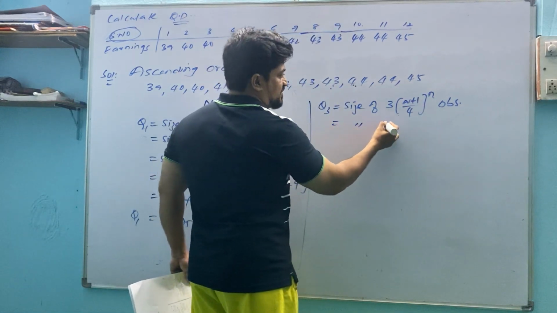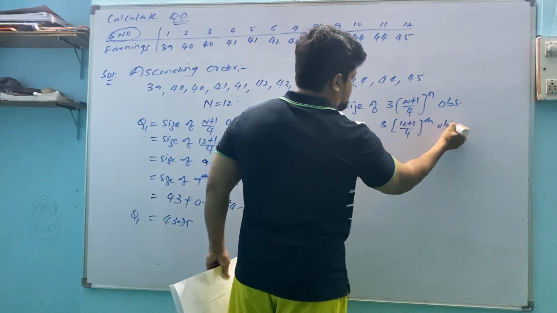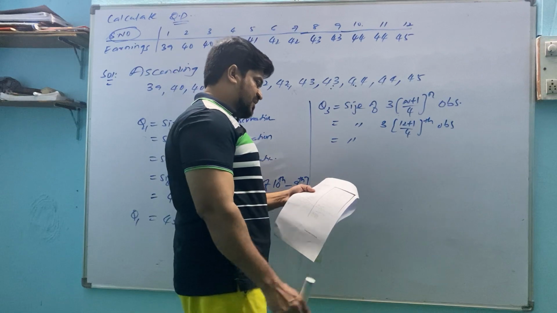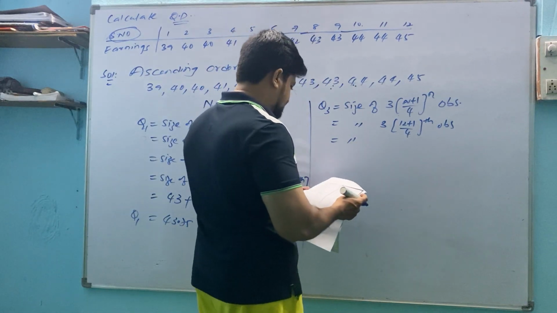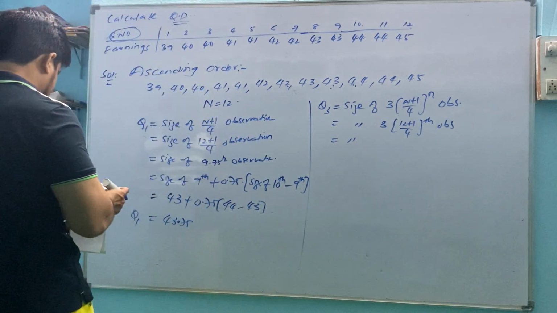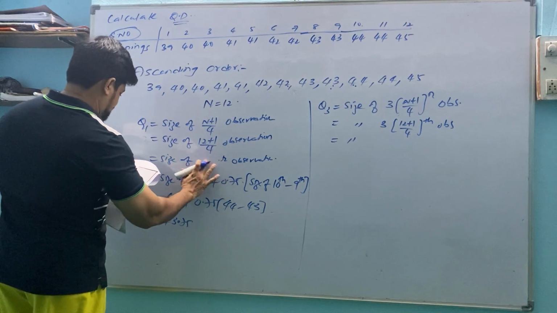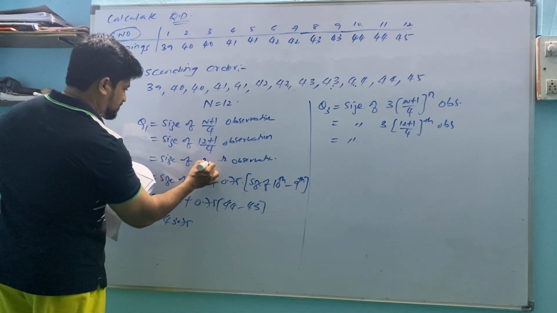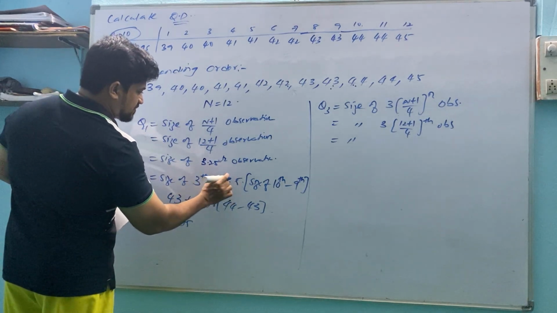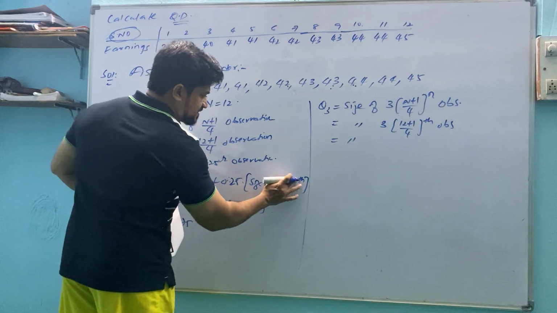Similarly, we should find Q3, that is size of 3 into n plus 1 by 4th observation. So size of 3 into n plus 1 by 4, with n as 12, 12 plus 1 by 4th observation. So what will we get for size of 3 into 12 plus 1 by 4? It is 9.75. 3.25, size of third plus 0.25 into after 3, 4, fourth minus third.